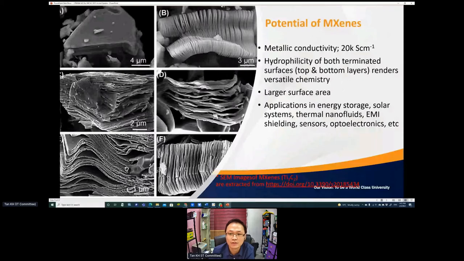Layer of the compound. So the good thing is its metallic conductivity can be as high as 20K Siemens per cm. I'm talking about this metallic conductivity, which is such a high value in the group of 2D materials, right? In the field of 2D nanomaterials, it's considered very high, and it has a very good hydrophilicity nature, because of the terminated surface on the MXene itself. As I mentioned just now, there is some kind of termination ion, anion, which belongs to group 7, and also some oxygen hydroxyl. That is the one that makes them have a hydrophilicity nature. Of course, larger surface area, and usually they apply in energy storage, solar systems, and so on.